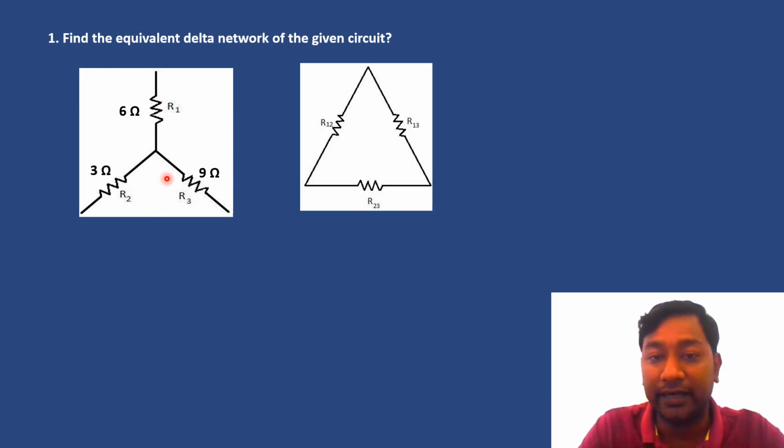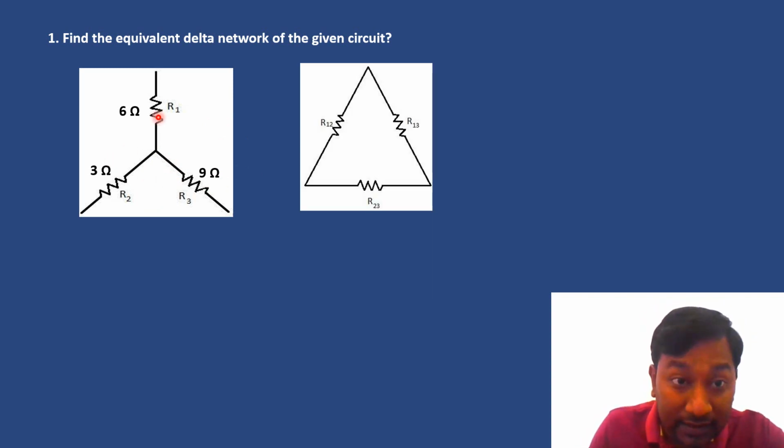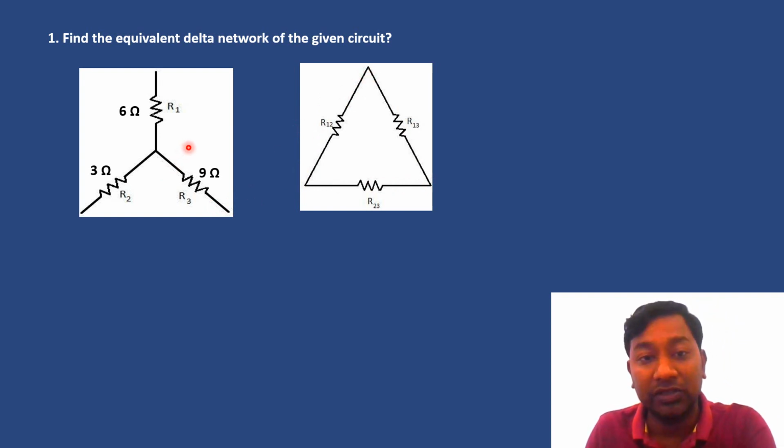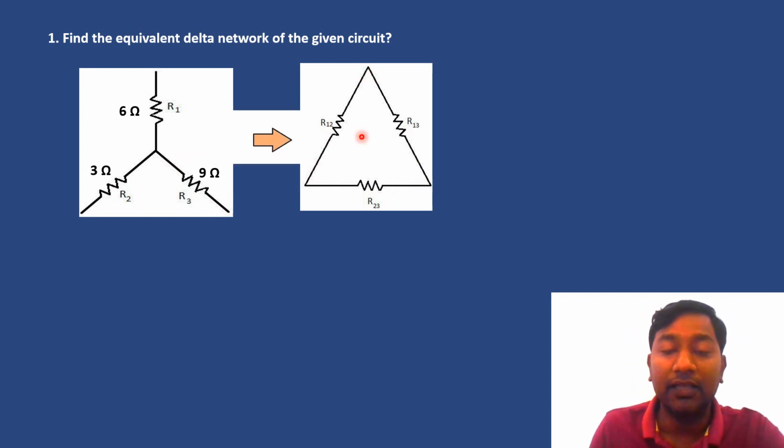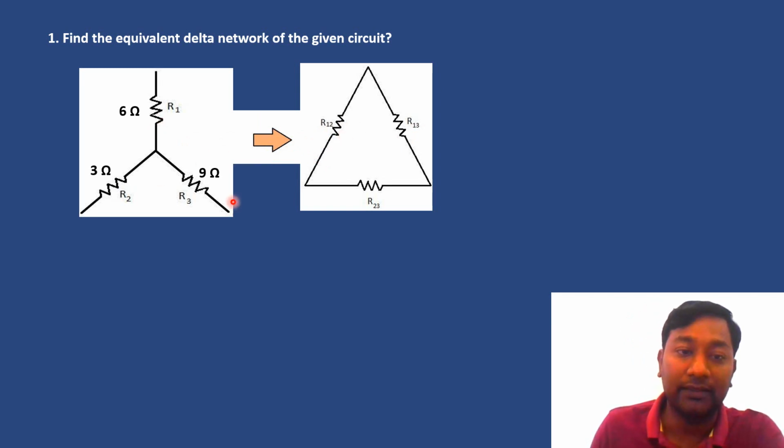Okay, so first see what is a delta network. We know this one is the star network. This looks like a star, but this one is the delta. So we want to convert from star to delta. First we will see the values of R1, R2 and R3 given. R1 is 6 ohm, R2 is 3 ohm, and R3 is 9 ohm. Now we should find out the values of R12, R13 and R23.